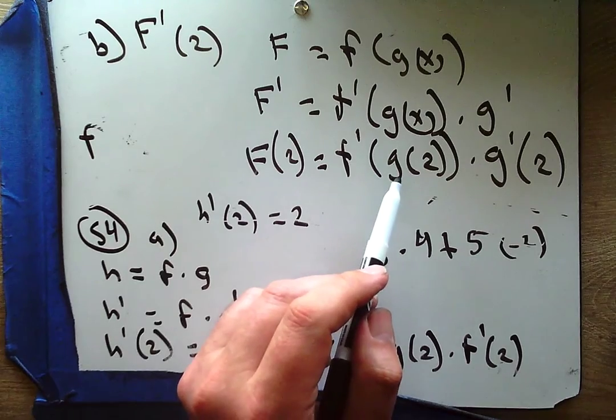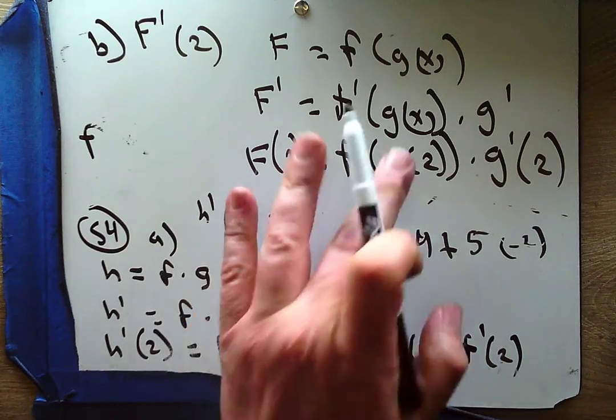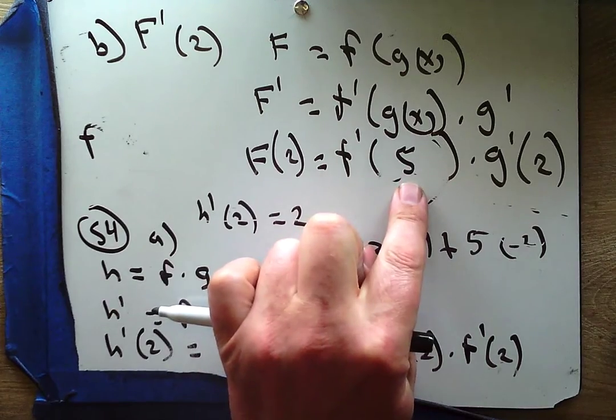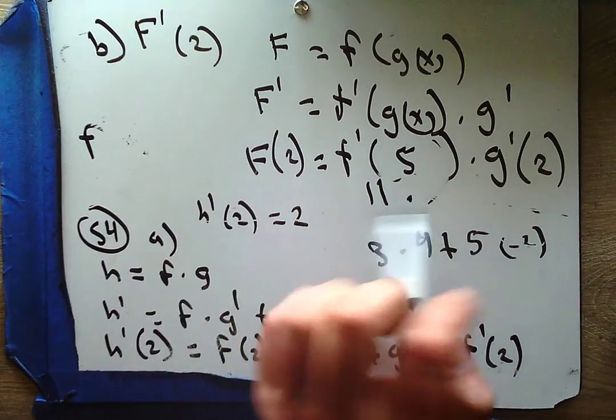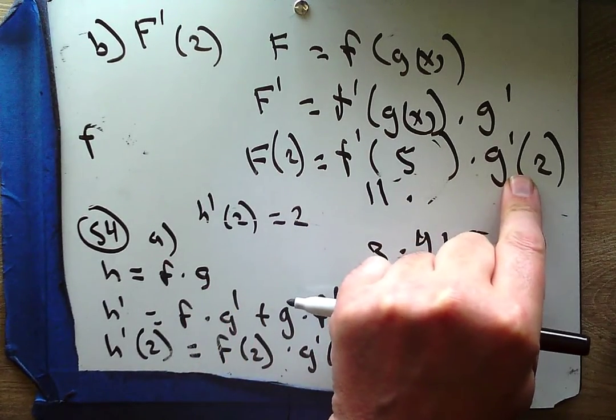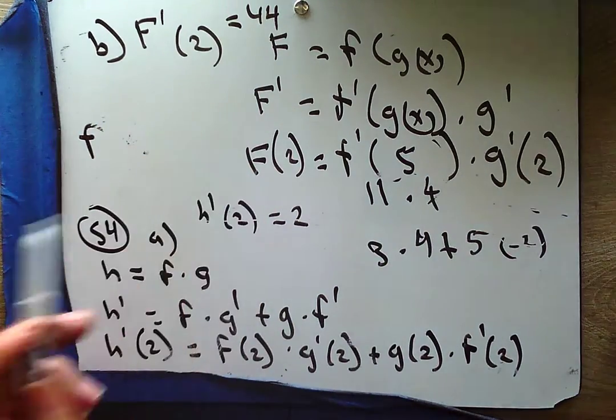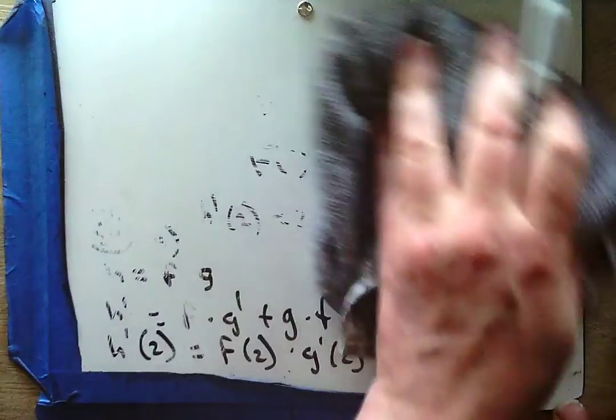G of 2 is 5. F prime of 5 is 11. G prime of 2 is 4. And so I get 44. All right, 54 is done. 55.